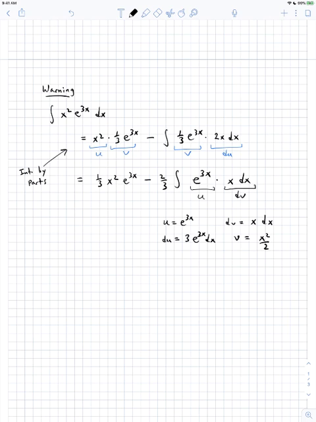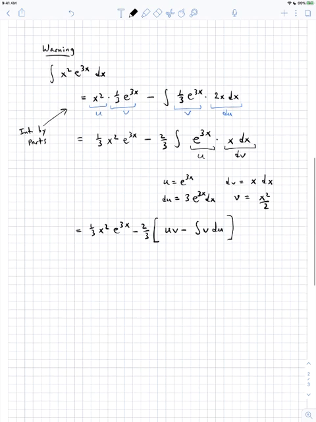So let's put this into the formula. So we're going to have 1/3 x squared e to the 3x minus 2/3. And again, let's put a bracket here. And we write uv minus the integral of v du. That's the integration by parts formula. Now we just fill in the blanks. So it's 1/3 x squared e to the 3x minus 2/3 times, so now we have a u times v, e to the 3x times v is x squared over 2 minus the integral of v, which is x squared over 2, times du, 3e to the 3x dx.